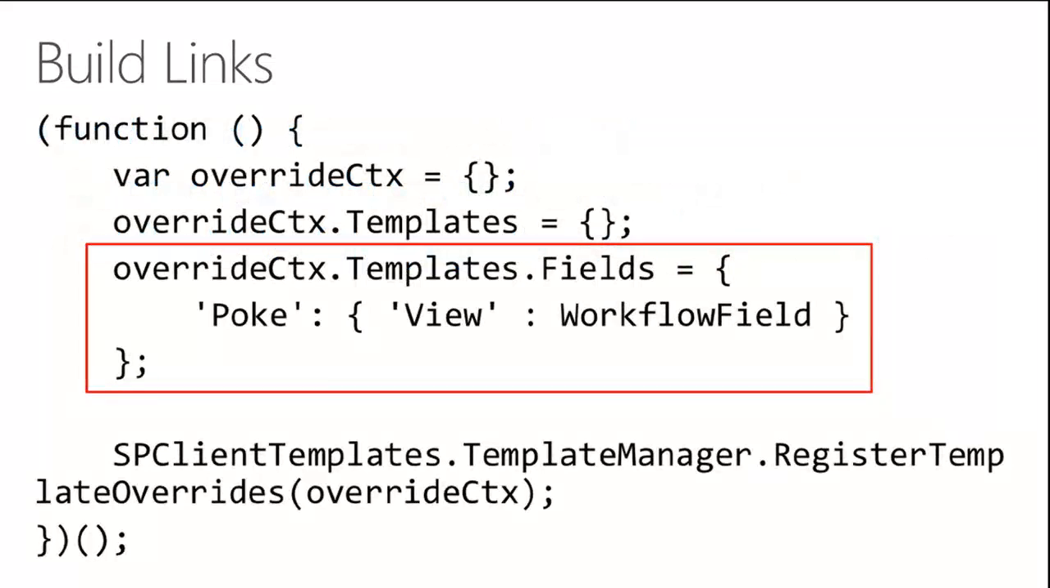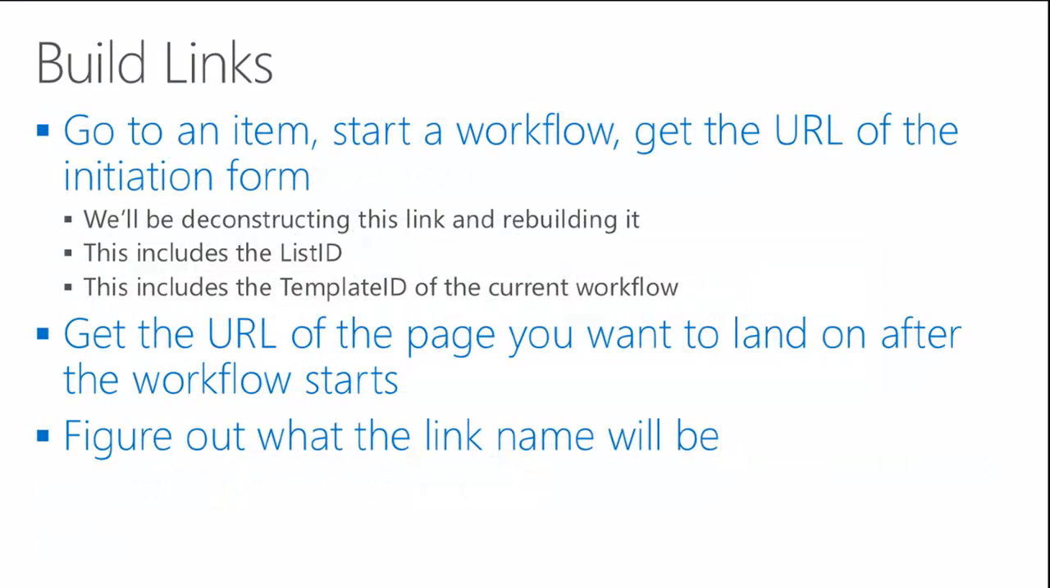So again, this is a very easy field override. There's my new field, poke. It's a view. I'm calling my function, and I'm going to be building that HTML out. So in order to build this out, first I have to go to an item, and I have to go through those steps on our own, the steps that we're all used to. Find the workflow menu, start it off. Now grab that link. It's going to have a lot of stuff baked into it already, but we're going to deconstruct it and rebuild it.